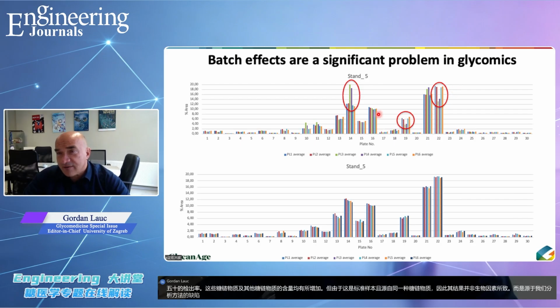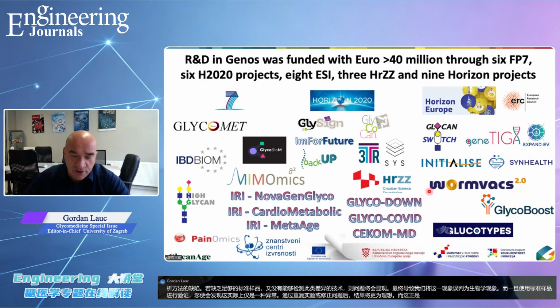And if you don't have enough standards and you don't have technology which is looking for that, then you will report this as biology. If you're using standards, then you see this is an aberration, you repeat it or you fix it, and then you have better quality data. And this is what we are focusing on for the last practically 3 decades.